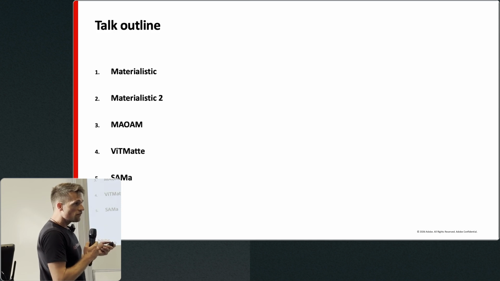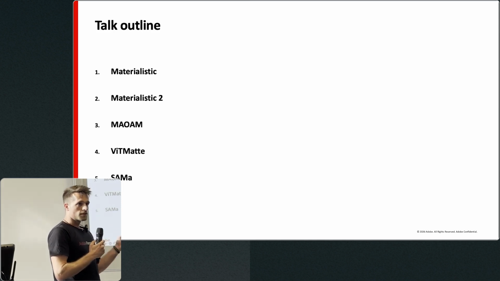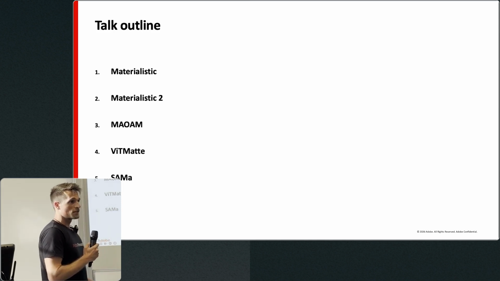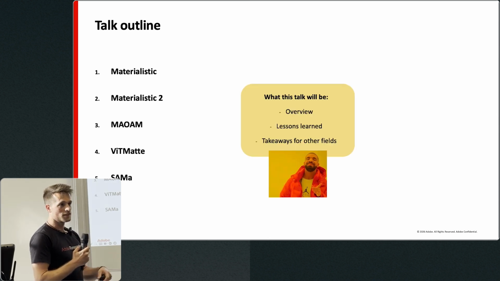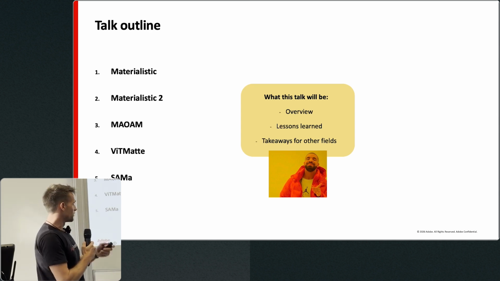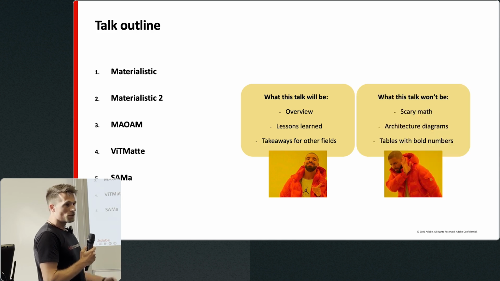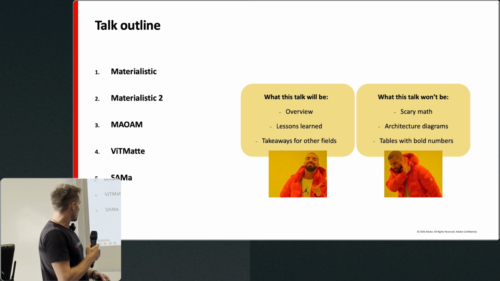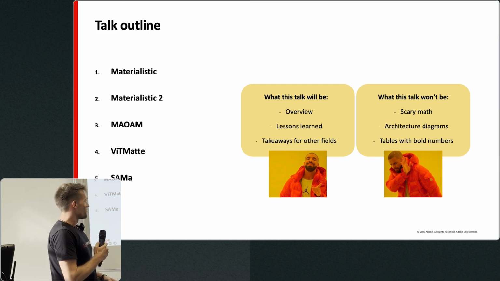Now, I want to briefly outline those 5 works in this talk. I hope that this is going to be interesting. I hope that there will be lessons learned and takeaways for other fields, because obviously not everybody is working on material selection, but I hope that I can inspire some research based on those principles. And I hope it's not going to be boring. I promise I won't have big tables and scary math and stuff, because it's not the right time. It's way too late in the day for this kind of stuff.